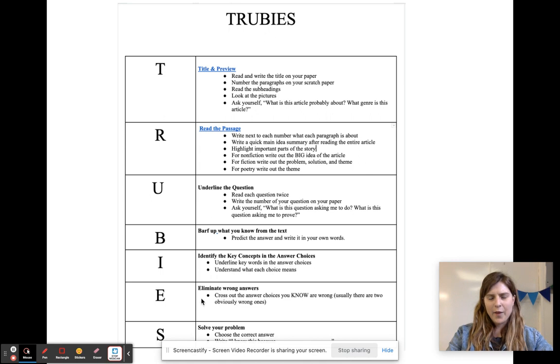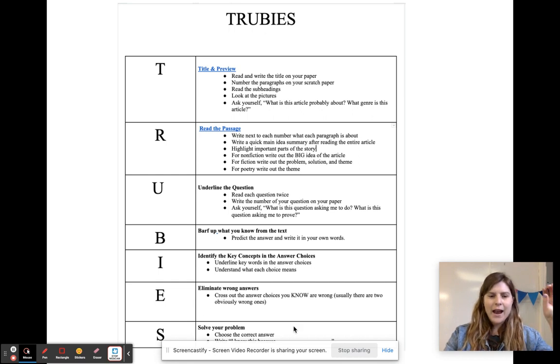And then you're going to eliminate your wrong answers. So I can say Miss Watson has been doing STAR 5th grade reading for, this is my 5th year doing it, and I can tell you that every single time on the STAR, there are 2 obviously wrong answers and 2 that seem correct. So cross out the ones that are obviously wrong. And then once you've done that, you'll usually be between 2 answer choices. You're going to solve your problem. You're going to choose the correct answer that matches the original answer you had written before.